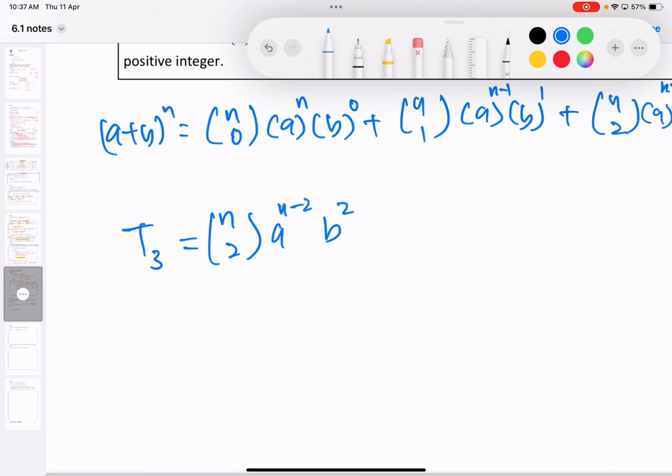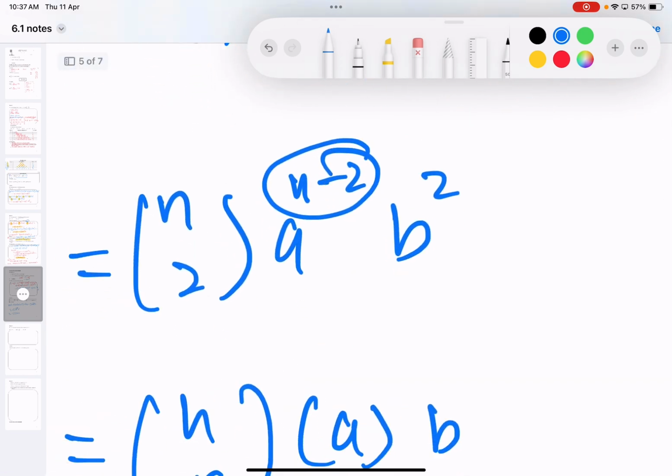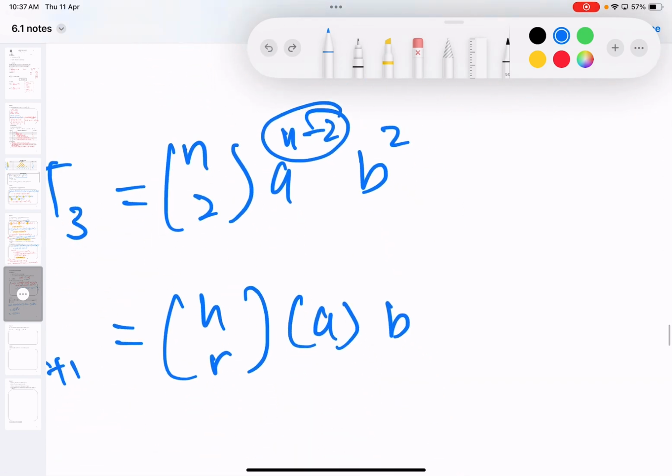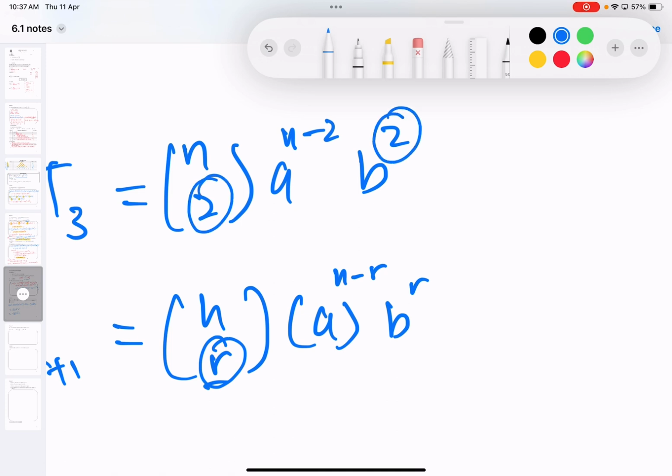So if I were to try to generalize things, I'm going to say that this number over here is the number r. What term do you think this thing is going to be? r minus 1? r plus 1. And this term over here is my a and this is my b. You notice that this thing on the top is just n minus 2. So if this is r, this will be n minus r, and this will be r. Because if this is 2, this is 2.